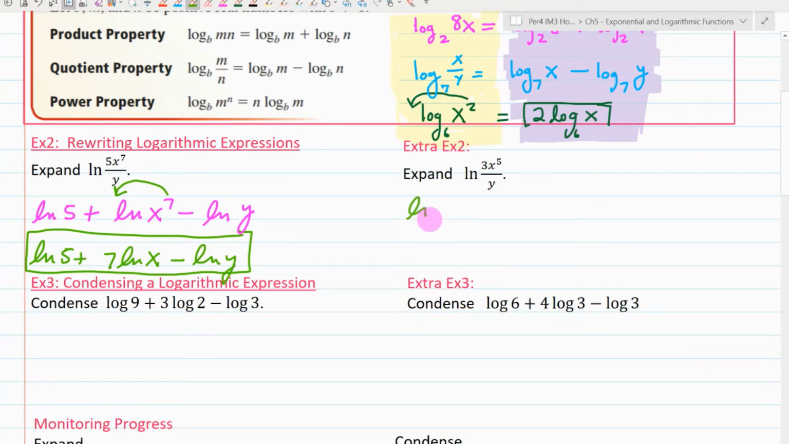Okay, here we go. Natural log of 3 plus the natural log. Actually, I'm just going to go ahead and do this in one step. 5 natural log of x minus the natural log of y.